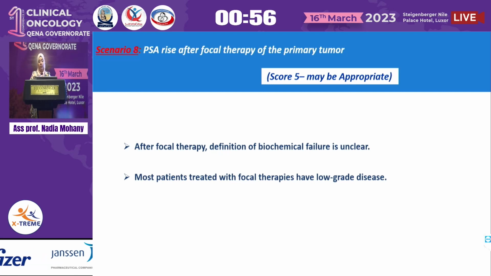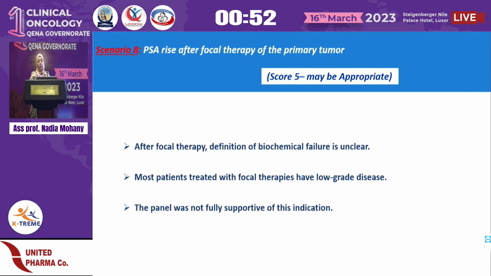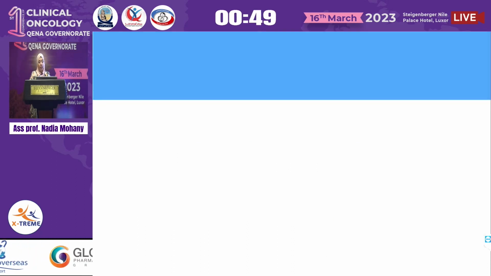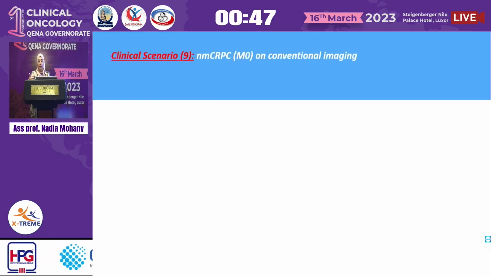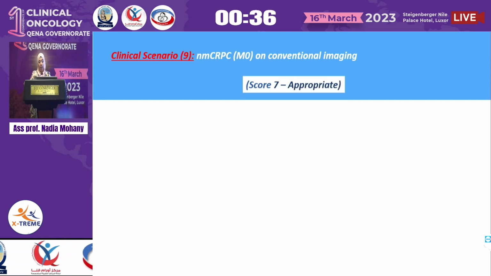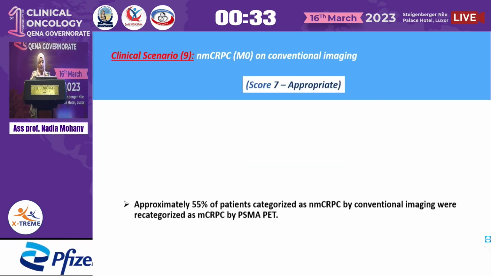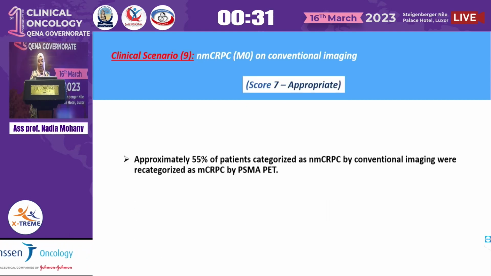Most patients treated with focal therapy have low-grade disease, so the panel was not fully supportive of this indication. The next 3 scenarios are related to advanced disease or castration-resistant prostate cancer. Clinical scenario number 9, non-metastatic CRPC on conventional imaging. Score 7, appropriate. Approximately 55 percent of patients categorized as non-metastatic CRPC by conventional imaging were recategorized as metastatic CRPC by PSMA PET.